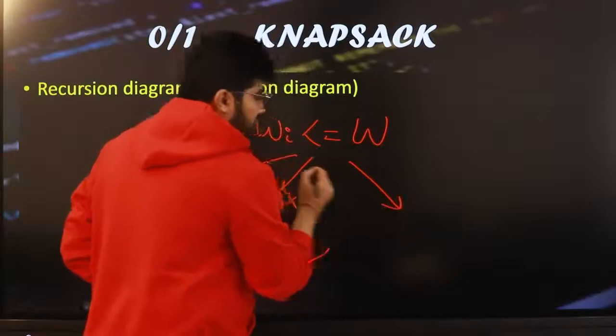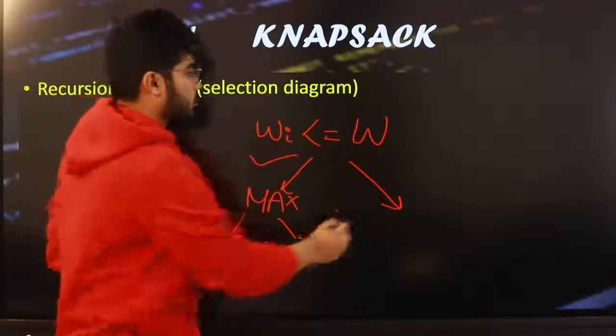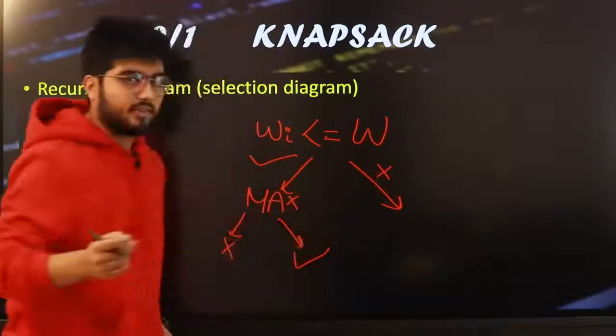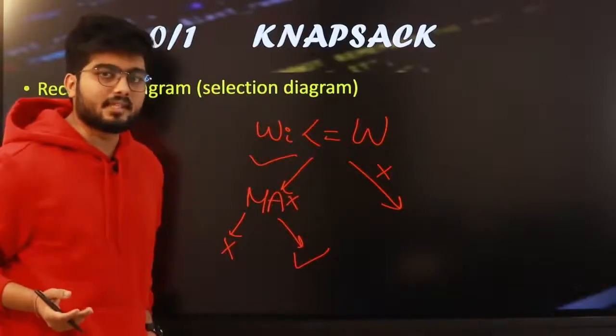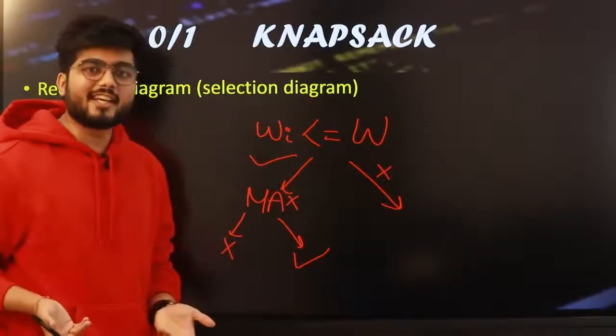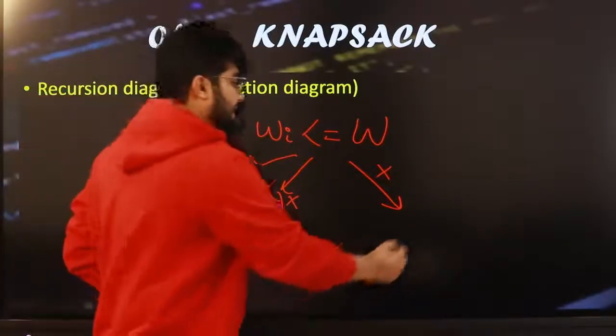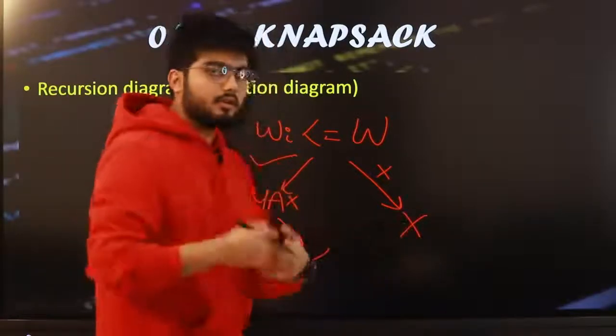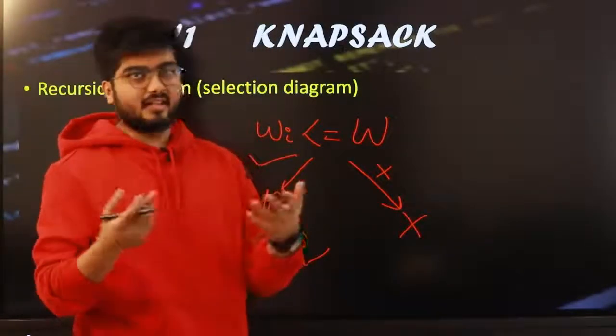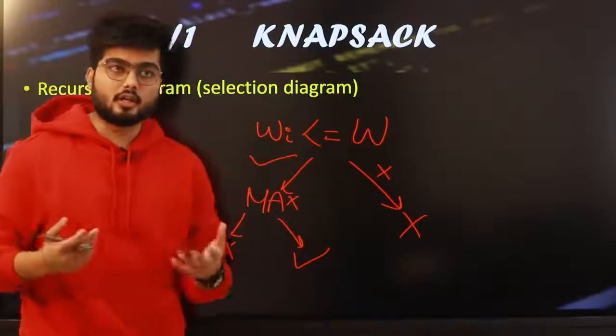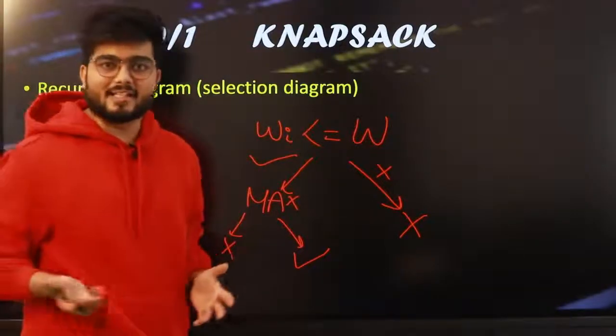Now the other option is, what if this is false? What if the weight of the item is greater than the capacity of the knapsack bag? Then we can't include it at all. That's it. We cannot include that item and we will move ahead to check the next item, whether we can include it or not, or how we can generate the maximum profit.